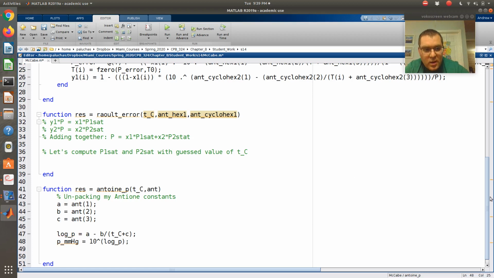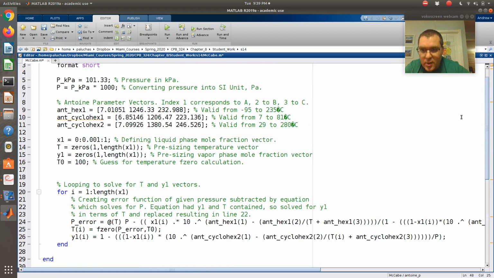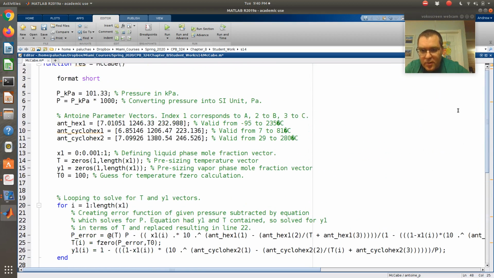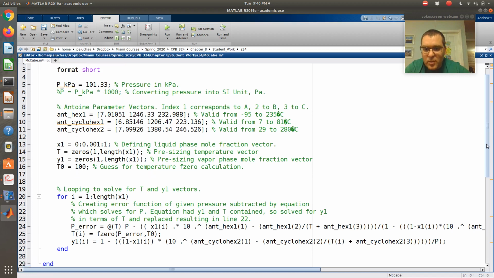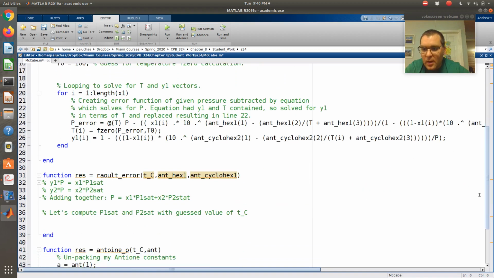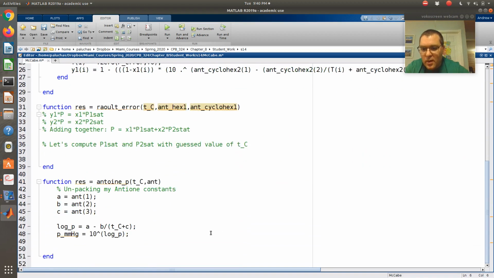Okay, and then what I'm looking at is up here, you converted the pressure from kilopascals to pascals. But you know what? I'm going to keep it in kilopascals, because as long as we keep our vapor pressures and our pressure in consistent units, we can use whatever ones we want. Okay, so then I'm going to convert to kPa and return.